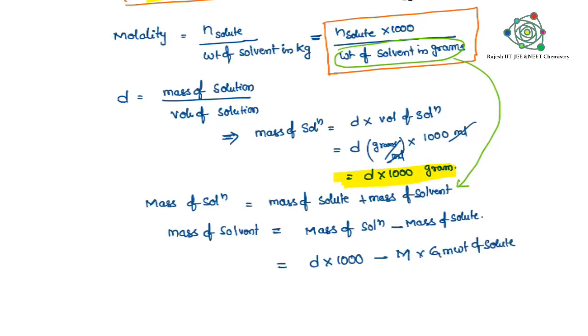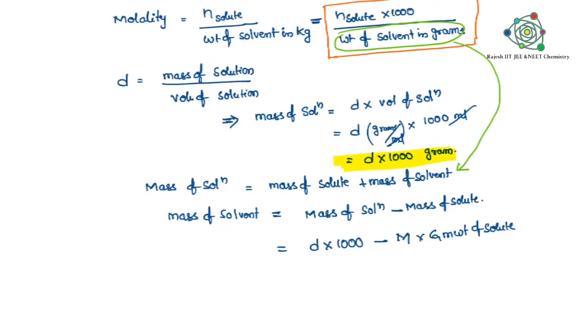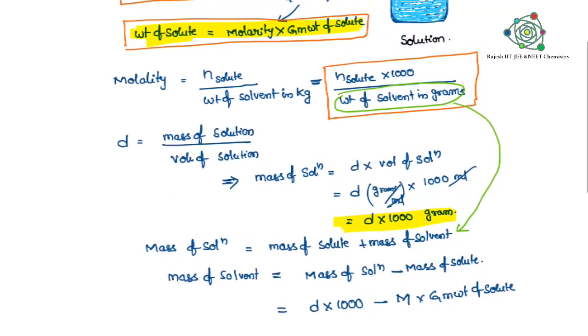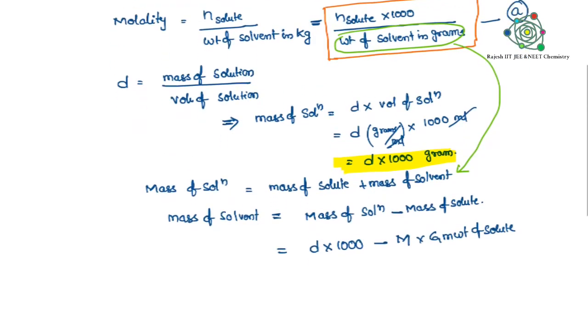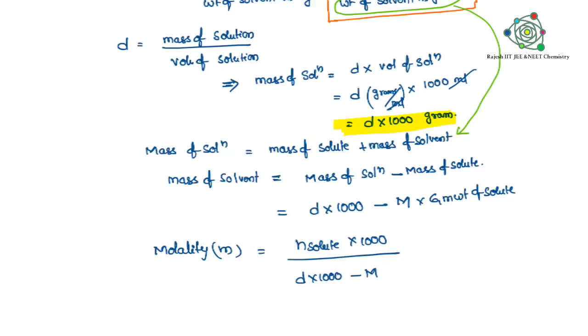Now this value we need to substitute in equation A. Just take it as A and substitute in equation A. So now molality is equal to what? Number of moles of solute into 1000 by D into 1000 minus M into gram molecular weight of solute.